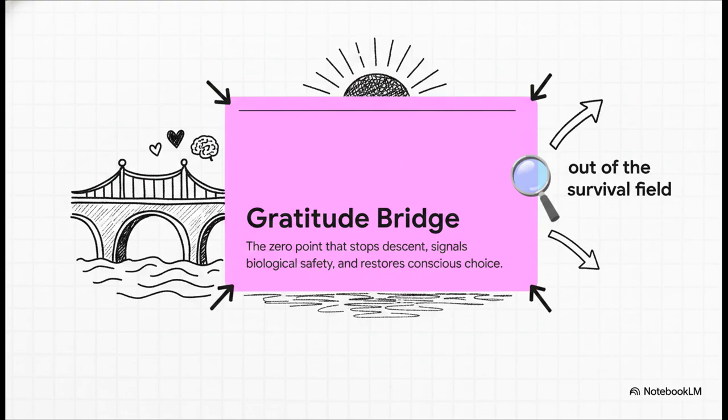Level 9 is gratitude. But hold on, we aren't talking about gratitude as just a nice, polite thought or a journal entry. In this biological framework, the gratitude bridge is the actual 0 point. It's the exact, literal moment your downward descent stops. It's the neutral ground that signals to your body that the survival threat is over, moving you out of the survival field and restoring your ability to actually make a conscious choice again.